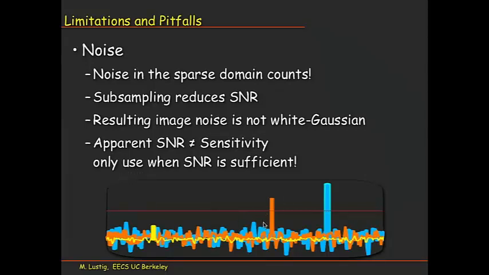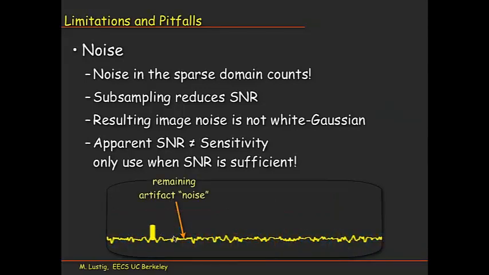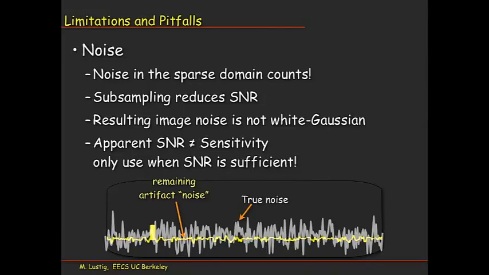Okay, so here's an example. This is a reconstruction. We set a threshold, we remove, this is the remaining artifact noise. Okay, and so we can recover this guy. But if our true noise overwhelms this guy, there's just no way you will be able to recover it. Okay, and that's why noise in the sparse domain counts. If it's too noisy, then you're not going to be sensitive. So that's the difference between SNR and sensitivity.